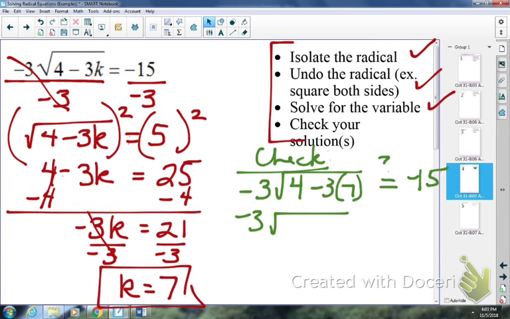Oh, I apologize here. Earlier in the problem, 21 divided by -3 is not +7, it's -7. Good catch. Hopefully you got that as well.